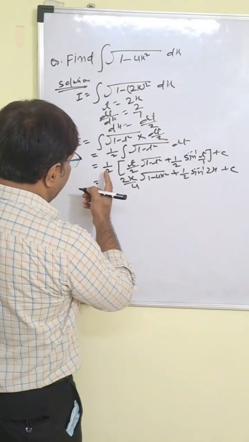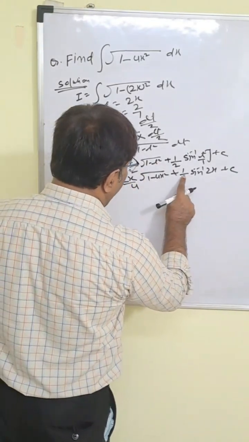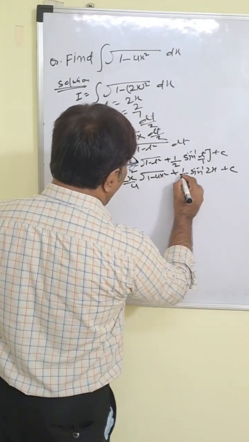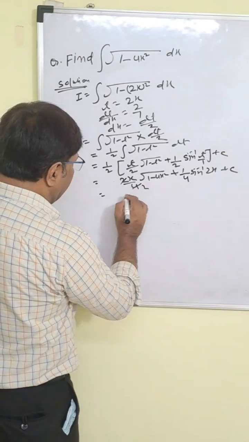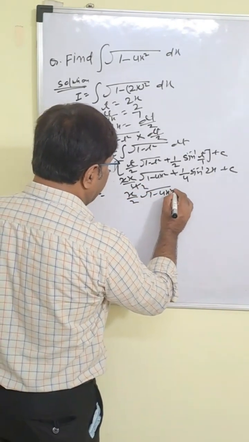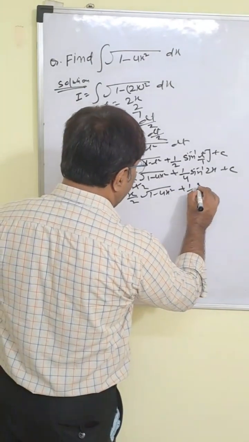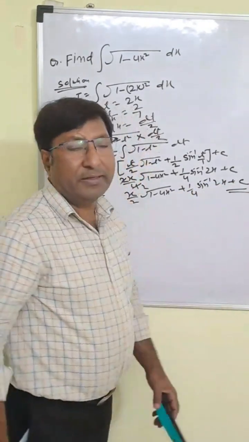So here we can write this as t by 4, 2x by 4, and this half into half is what? 1 by 4. So this is 1 by 4 sine inverse 2x plus c. So we can cancel this number. So this is what? x by 2 root under 1 minus 4x square, and plus 1 by 4, that is sine inverse 2x plus c. This is our correct answer.